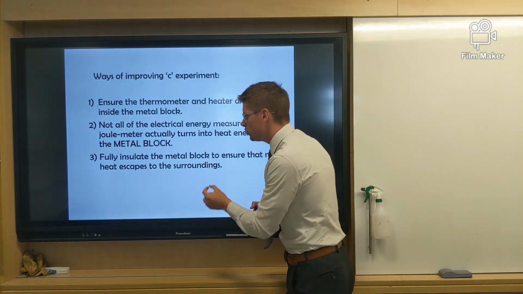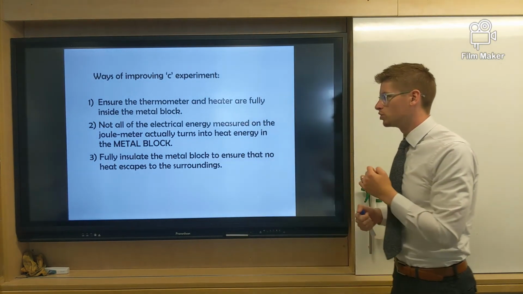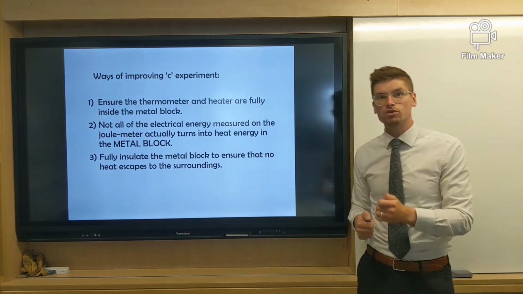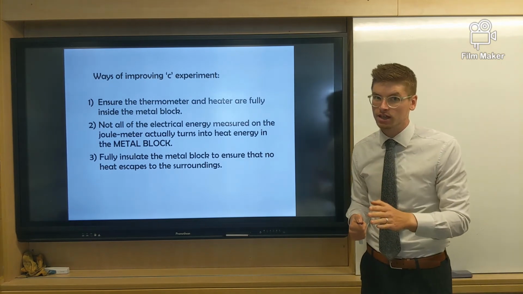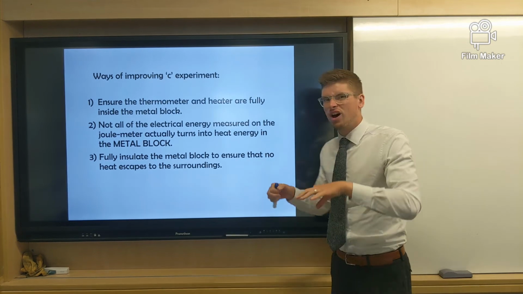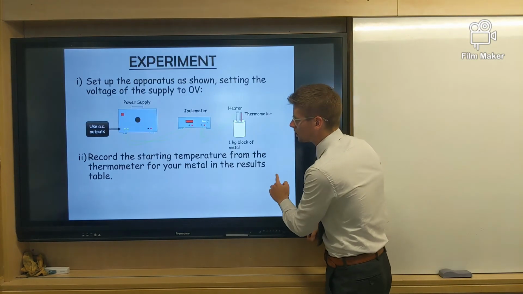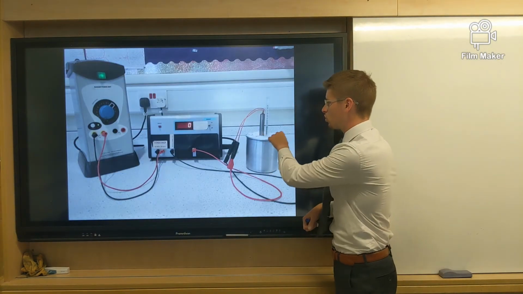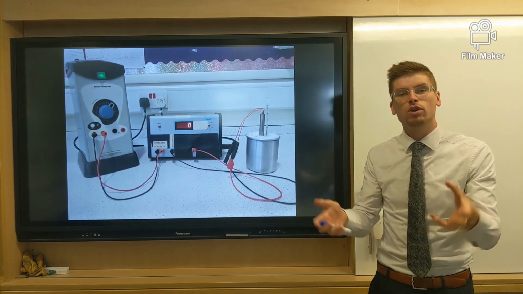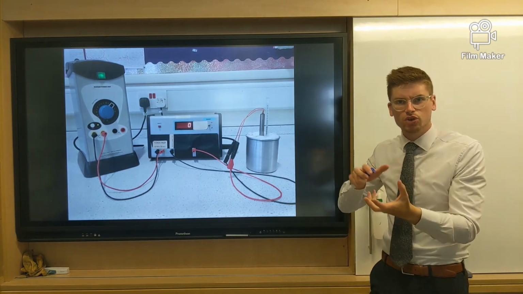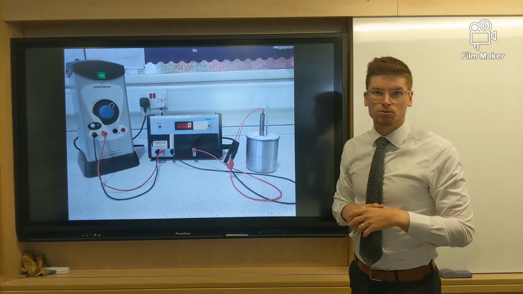Last one is fully insulate the metal block to ensure that no heat escapes to the surroundings. Okay, that no heat escapes. Why are we saying that? Well, at the moment, when we look back, we'll just go back one more time, you just see that there's cotton wool just kind of surrounding it. We don't have anything on top, we don't have anything secure. There's going to be heat escape no matter what.